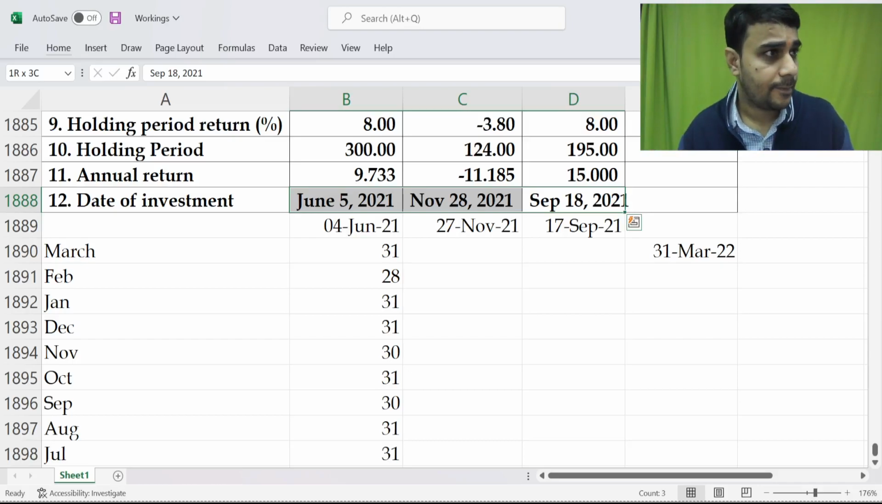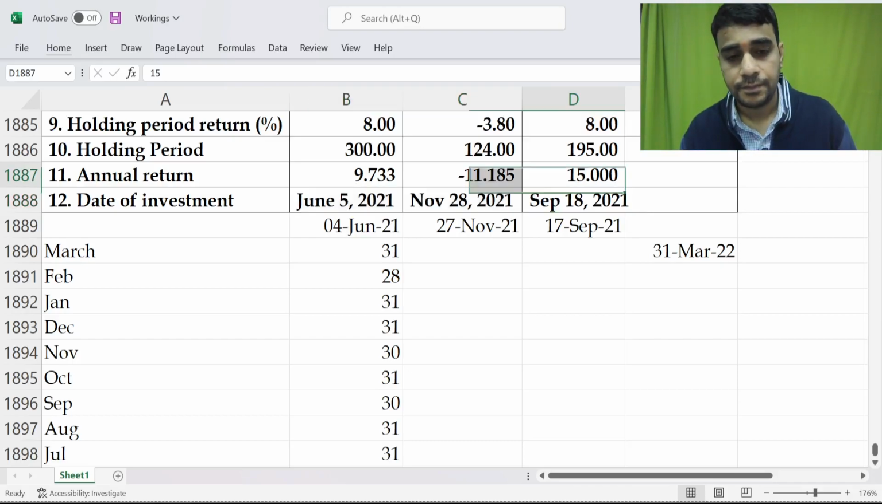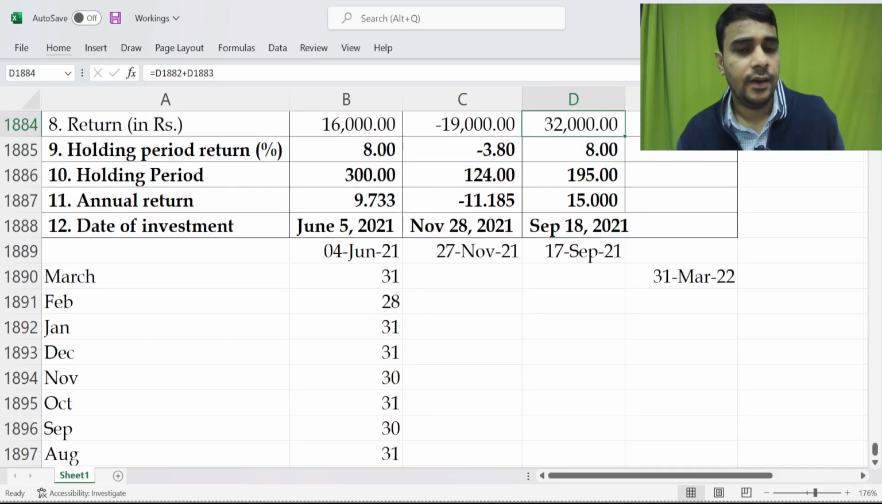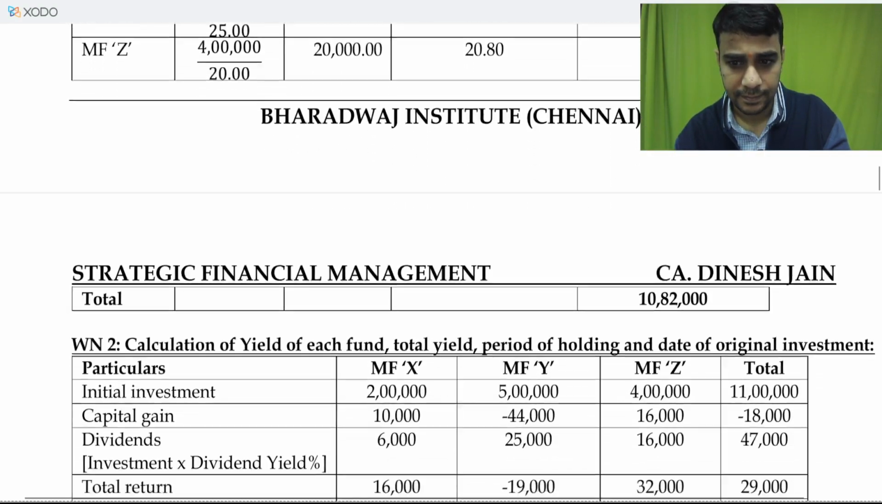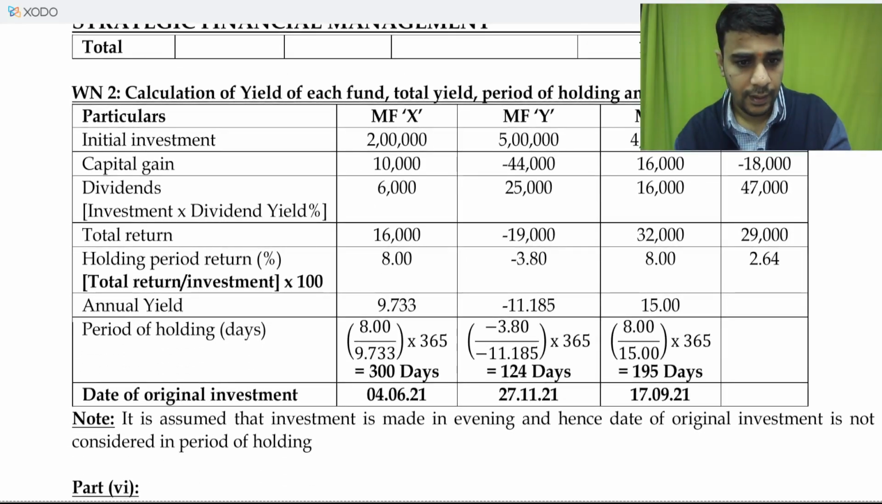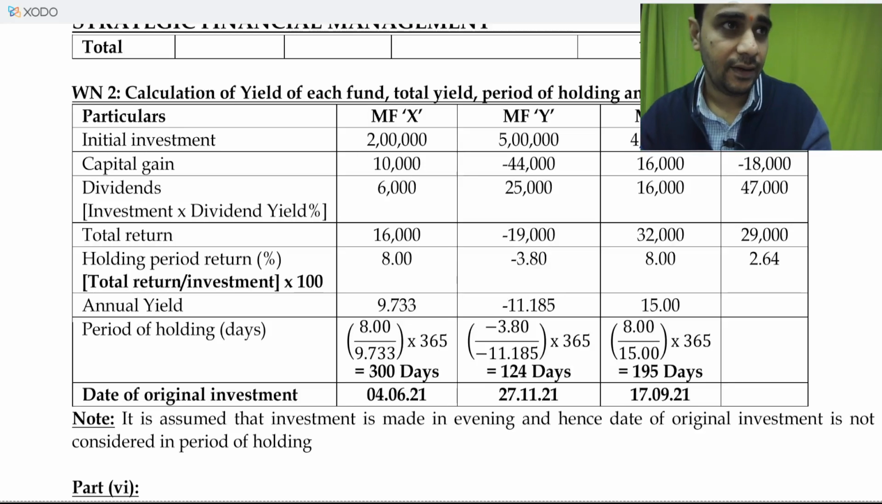Any doubts till this? Can we proceed? Let's see what they've ended up doing here. It is assumed that investment is made in the evening and hence the date of original investment is not considered in the period of holding. There I said it's assumed that investment is made in the morning and the date of investment is considered in the days calculation. Here they have taken an alternative assumption. That's why I said consistency will not be there.